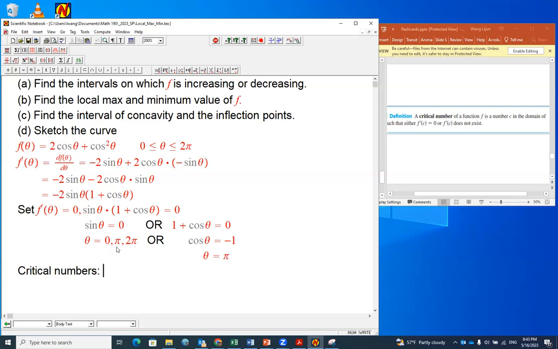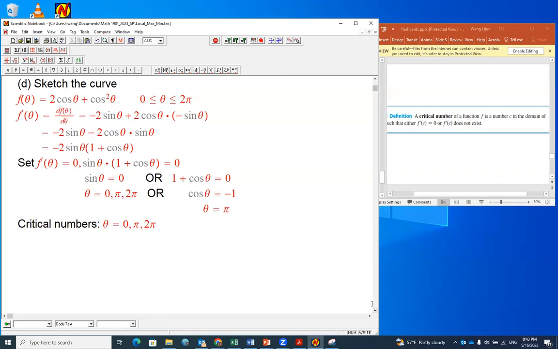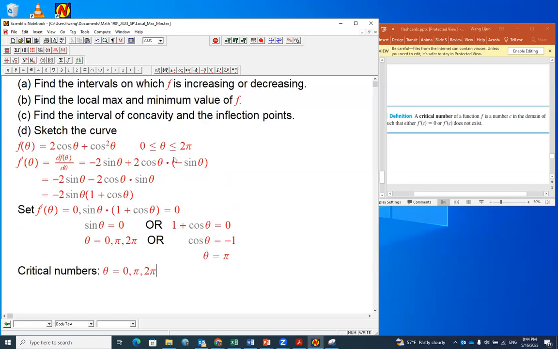The critical numbers are theta equals 0, pi, 2 pi. And two of them are at the endpoints. So let's look at the increasing and decreasing intervals. We found the critical numbers before we determine the local max and local min. So let's look at the intervals of increasing and decreasing.